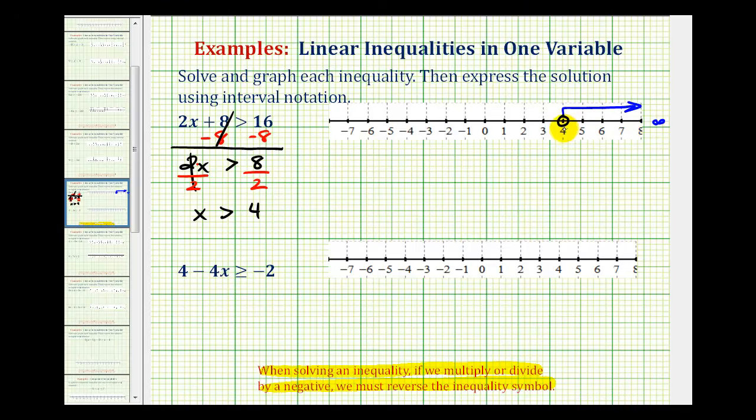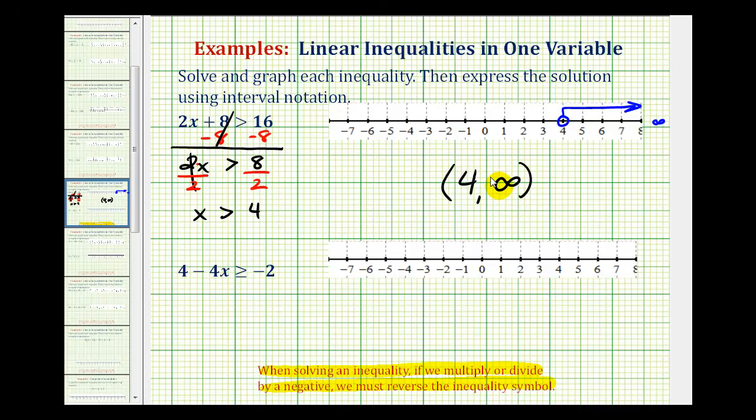The interval is from 4 to infinity, not including 4. So in interval notation, we'll have 4 and infinity. And to show it does not include 4, we make a rounded parenthesis here. And then for infinity, we always use a rounded parenthesis. So now we've expressed the solution as an inequality, as a graph, and in interval notation.